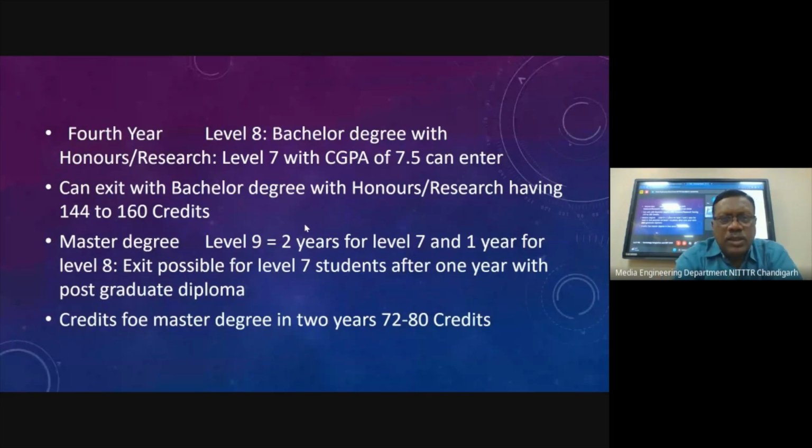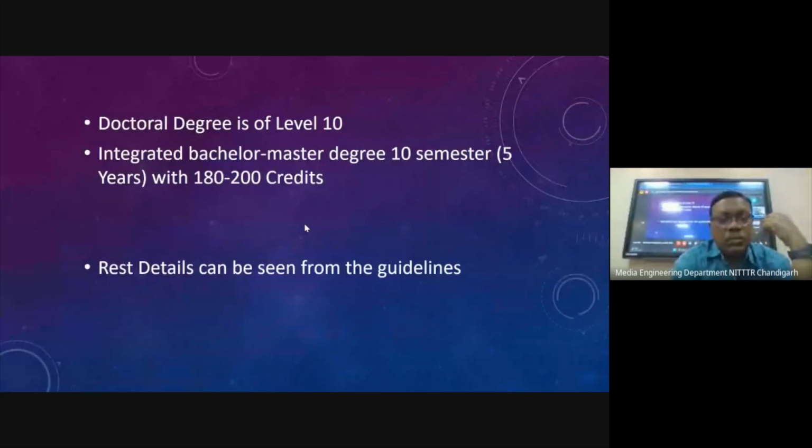So what I was telling is that students can join a master degree of 2 years if they had an exit at level 7. That means after 3 years of bachelor degree, if they are leaving, then they will have a master degree of 2 years. In that master degree of 2 years, you can also leave after 1 year. But if you are joining after the fourth year, you have to complete 1 year to get a master degree. The PhD degree is level 10, and the integrated bachelor master degree is 10 semesters, so you'll have a maximum of almost 200 credits.